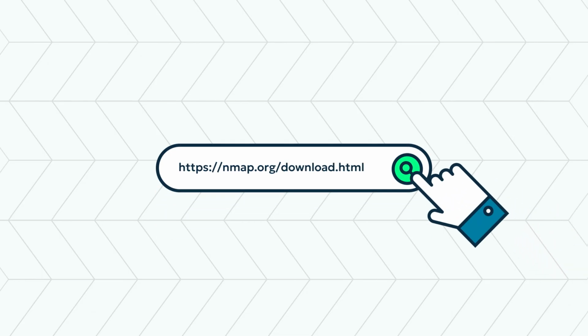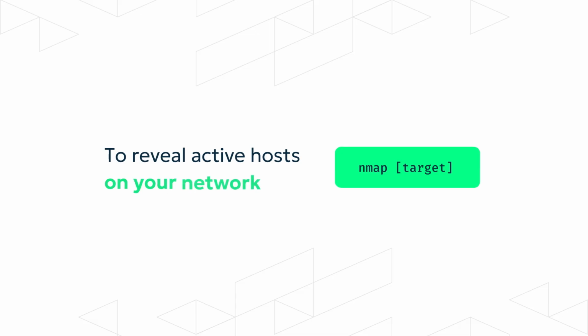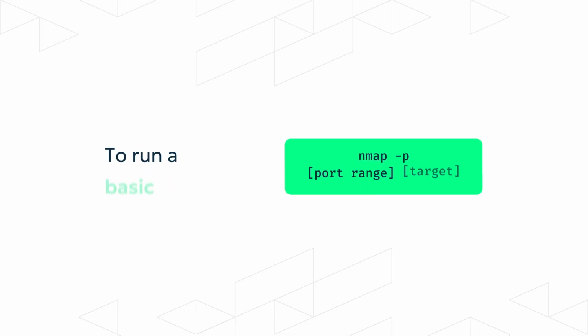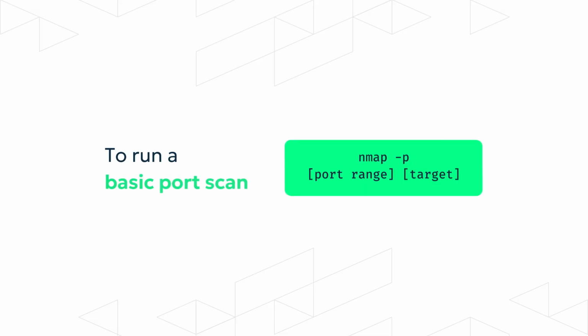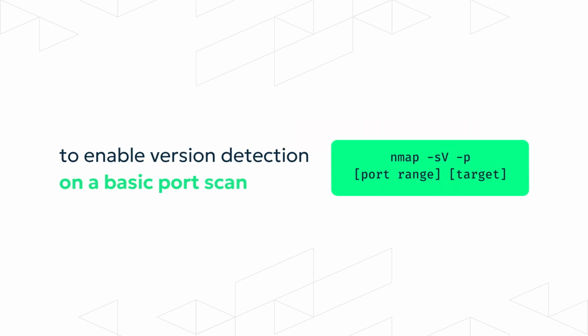To ensure that you're getting the latest version of the software, check out the installation guides on the official download page of Nmap. With Nmap installed on your device, you can now run some basic commands and syntax on it. To reveal active hosts on your network use, to run a ping scan, to run a basic port scan, and to enable version detection on a basic port scan.